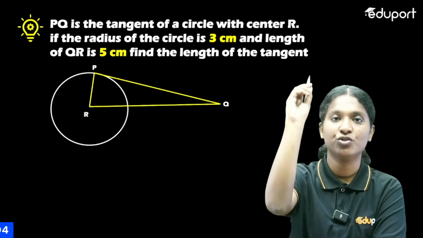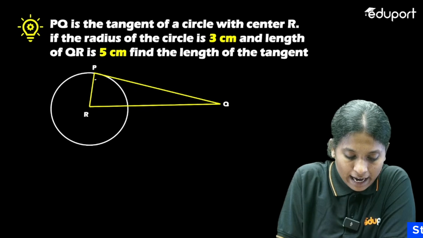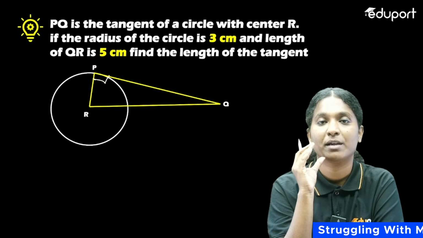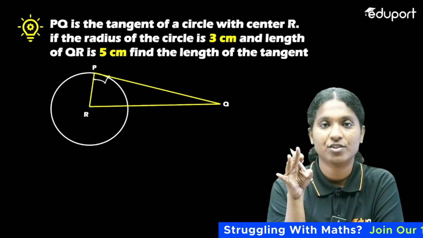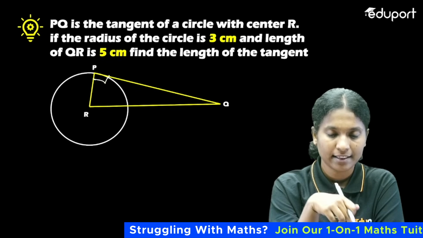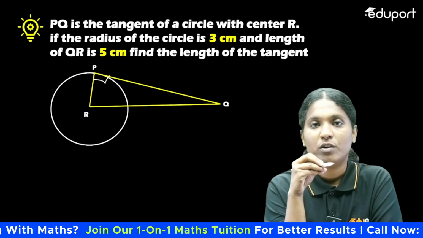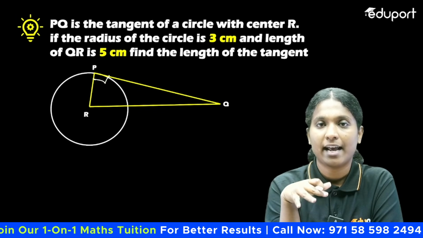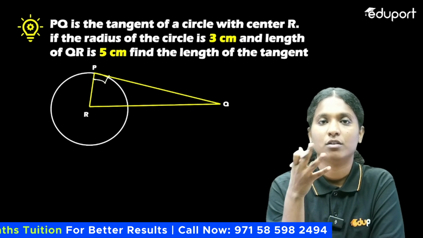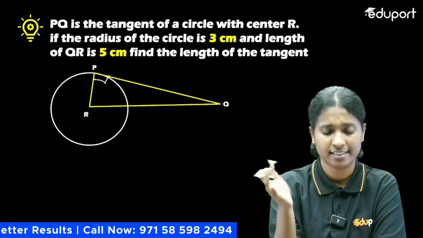We know that this angle is 90-degree, because the radius and the tangent are perpendicular. When it is 90-degree, that's a right angle triangle, and then you can solve it easily.